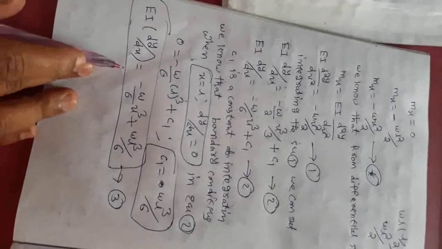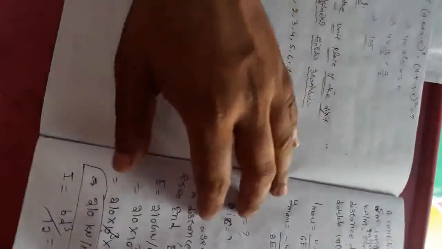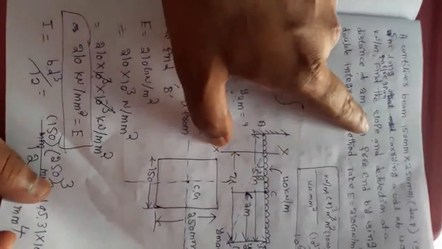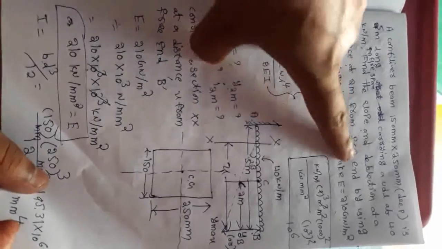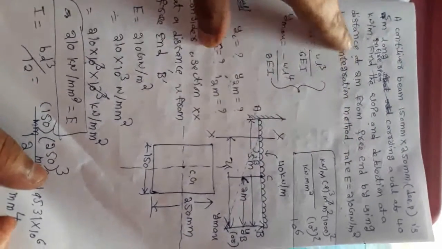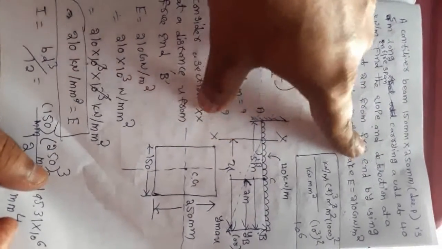And next, we have to find the slope at a distance of 2 meters from the free end. So the required distance is 2 meters from the free end, and that distance is nothing but x.